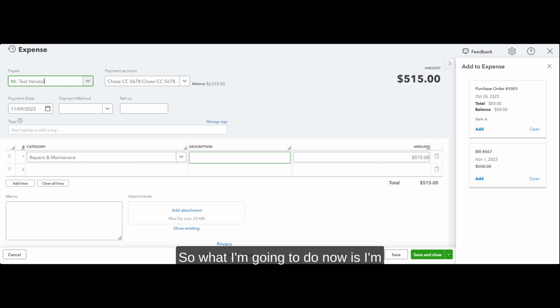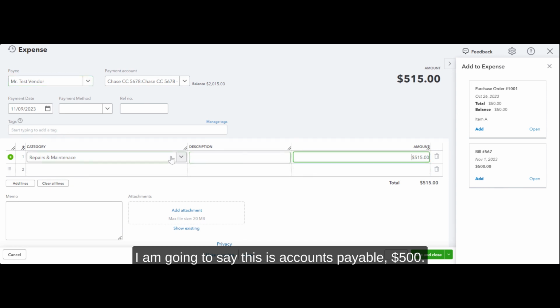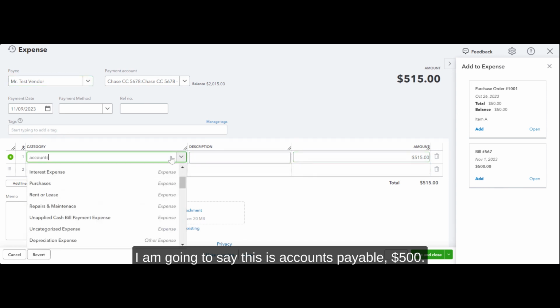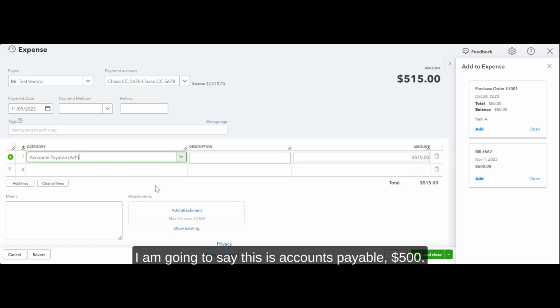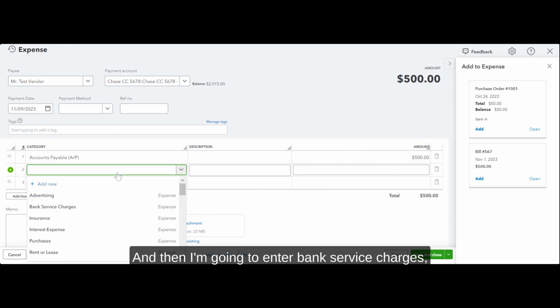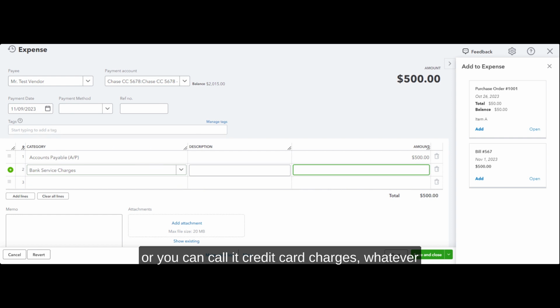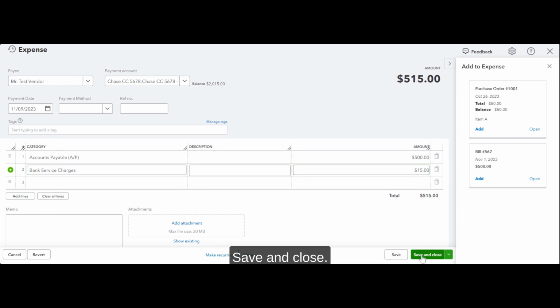So what I'm going to do now is not record the bill payment here. I am going to say this is accounts payable, $500. That's what the bill was for. And then I'm going to enter bank service charges, or you can call it credit card charges, whatever you call it in your books, $15. Okay, save and close.